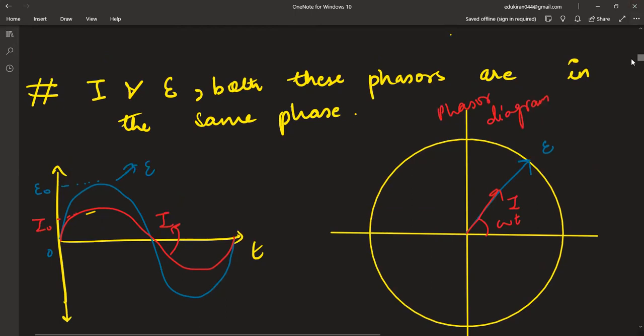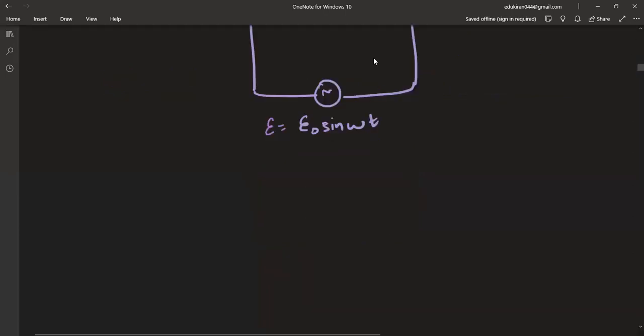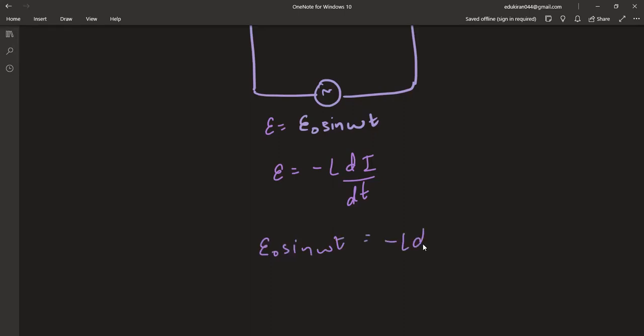Now coming to circuits having only inductors. See, for inductors, the value of E is this. For circuits having only inductors, E is equal to minus L di over dt. This is what we have studied. Right, in self-induction, we have studied E is equal to minus L di over dt. What is E? E is E naught sine omega t, which is equal to minus L di over dt.